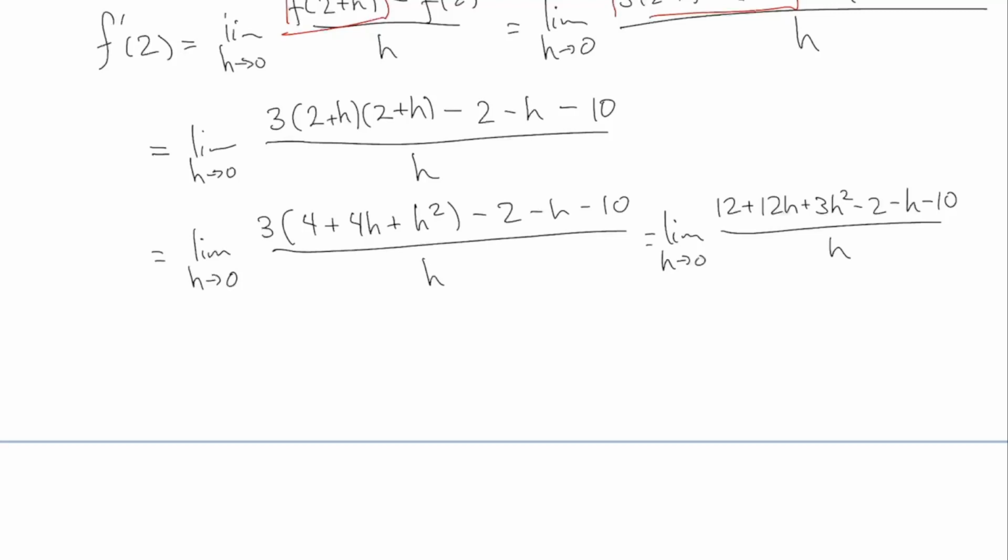12, 2, and 10. Yeah, all the constants will cancel, and like I said before, this should always happen. All the constants should cancel. I have plus 12, minus 2, minus 10. That all adds up to 0, right? So they can just go away entirely.